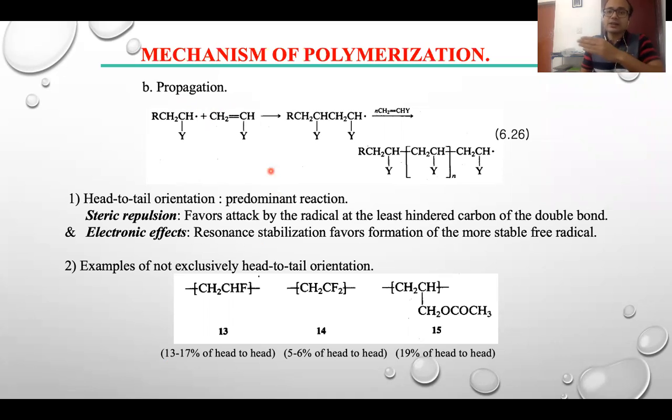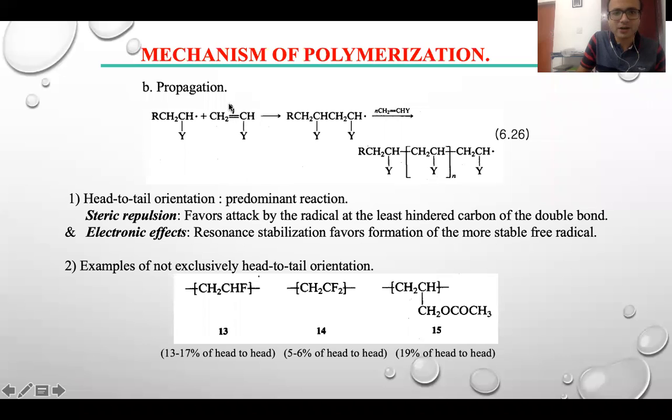Now the rest of the monomer in the reaction mixture is going to add on to this activated monomer. This is an unactivated monomer. The monomers present in the reaction mixture keep adding on to this activated monomer. So that is what is happening here in the propagation step. Here you have a similar kind of reaction happening, so let me draw that for you.